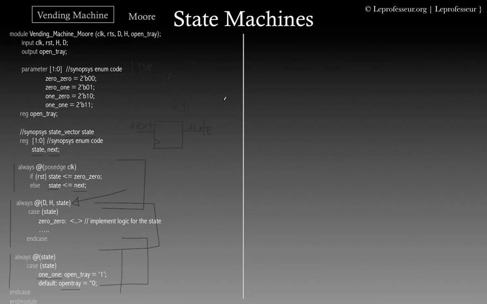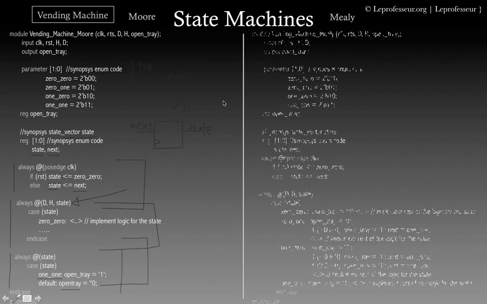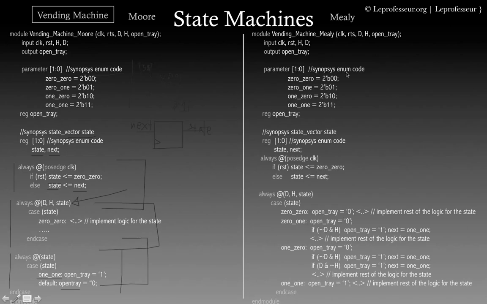All right, now let's talk about the Mealy version of the state machine. Everything is the same, all parameters and all specification is the same, even your always block where you are registering the state, making sure that the state is stored in the memory element using this always block.